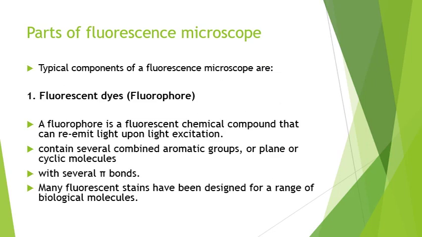parts of the fluorescence microscope. So first of all, here we have fluorescent dyes that we apply to our specimen. A fluorophore is a fluorescent chemical compound that can emit light upon light excitation. It contains several combined aromatic compounds or planes or cyclic molecules with several sigma bonds, and many fluorescent stains have been designed for a range of various biological molecules.